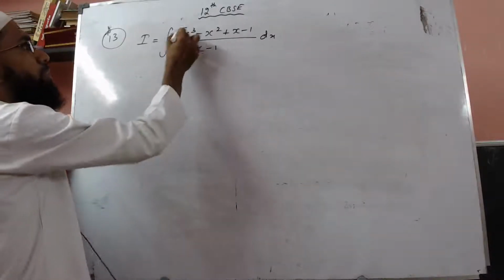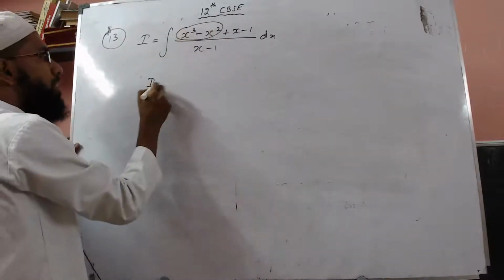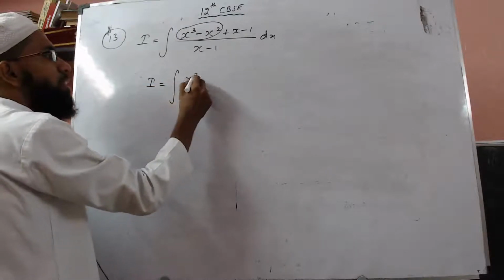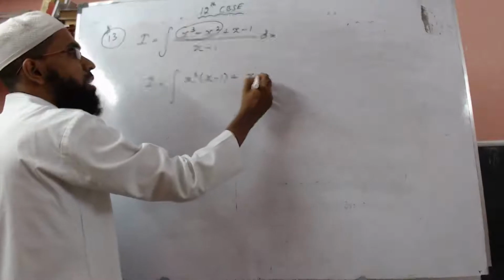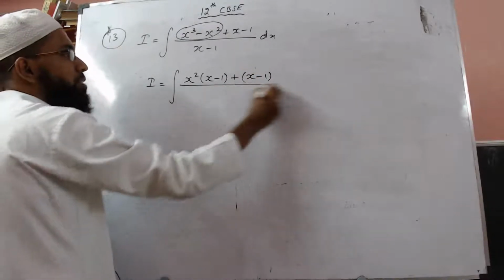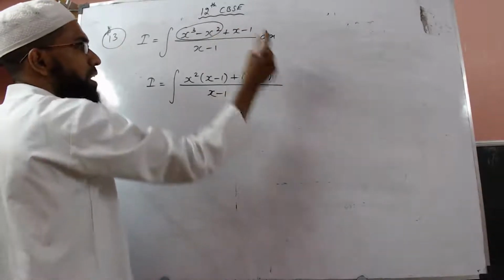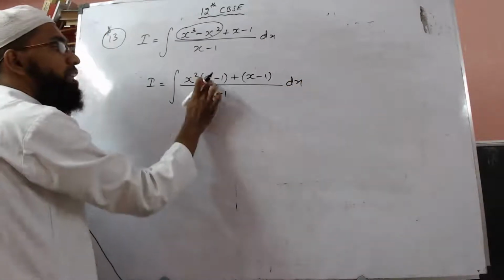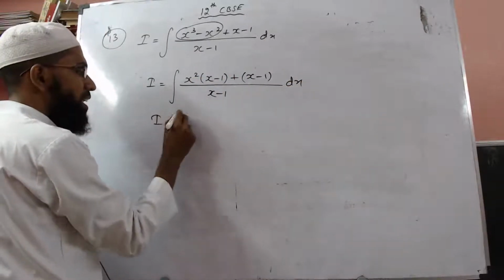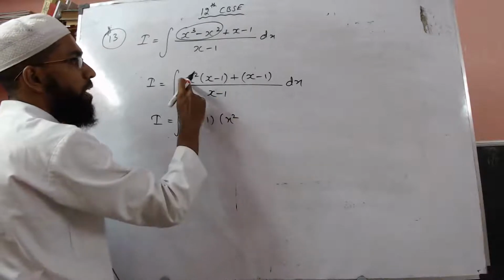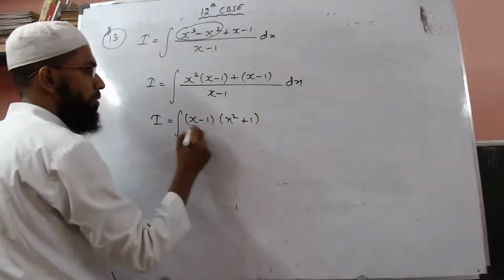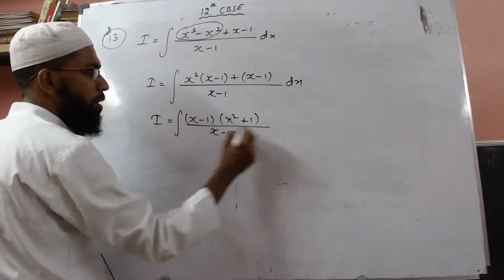From these two terms take out x square common. What will be left out? x square, if I take out common, x minus 1 will be left out, plus this is nothing but x minus 1. Let me put it in bracket for my convenience. Nothing wrong in putting a bracket over there, dx. Now from these two terms, what I can take common? I can take out x minus 1 common. What will be left out? x square is left out here. Here there is plus 1 left out, divided by x minus 1, dx.